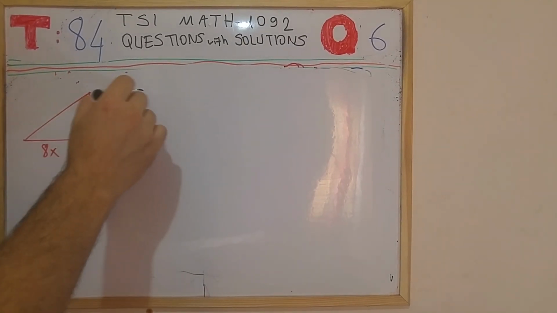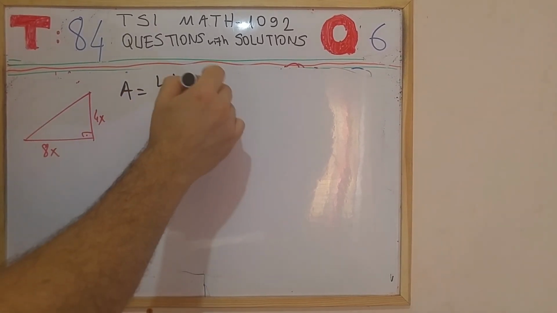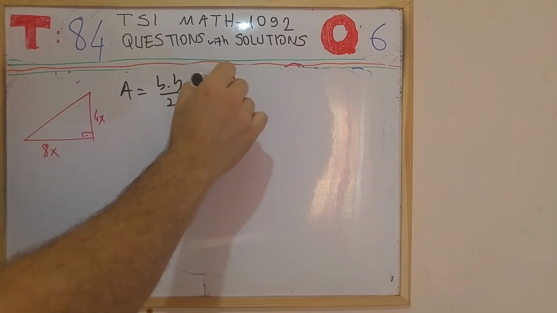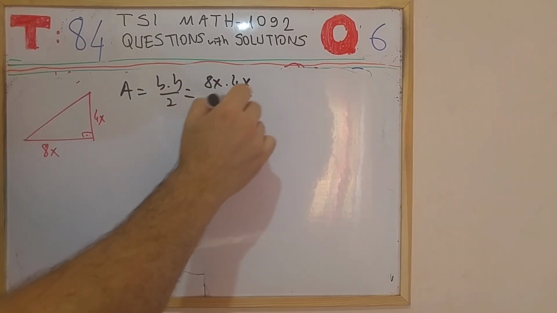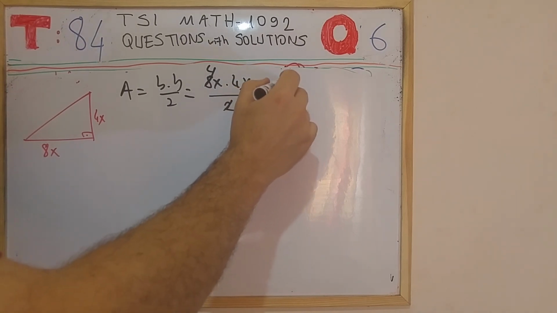The area is equal to base times height over 2, that is equal to, base is 8x here, times height is 4x, divided by 2. And this is equal to, this is going to be 14x squared.